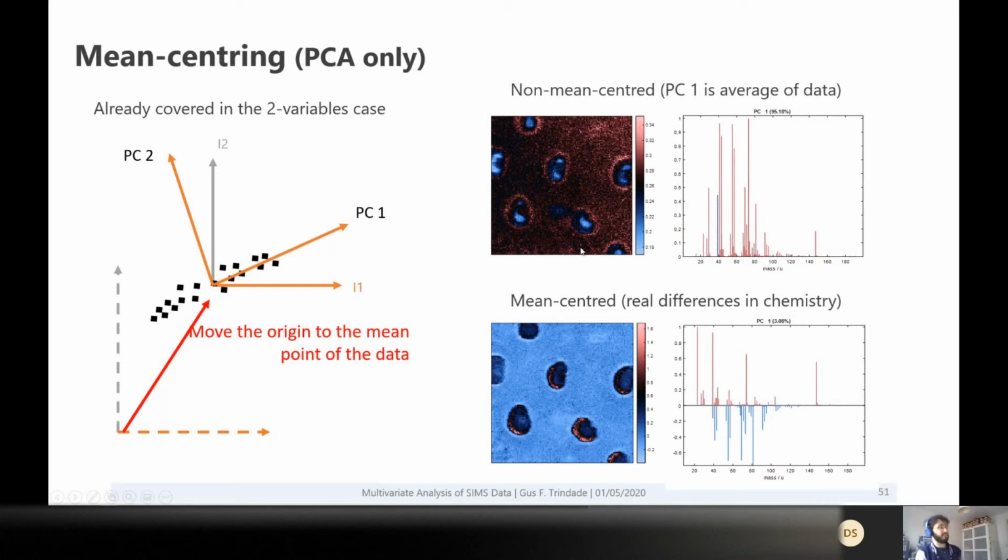And you don't do it for NMF because NMF is non-negative. And as you can see here, whenever you mean center, you bring lots of the data points to the negative side of things, so they will all be ignored for NMF analysis.